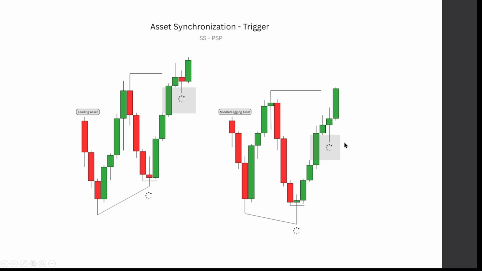Same scenario when it comes to here, right? You have this draw on liquidity that is very close proximity, right? And you assume that the middle and lagging asset are probably going to get there. You can trade the middle or the lagging asset in these scenarios over here, right, to get to that high to break the SMT, right?